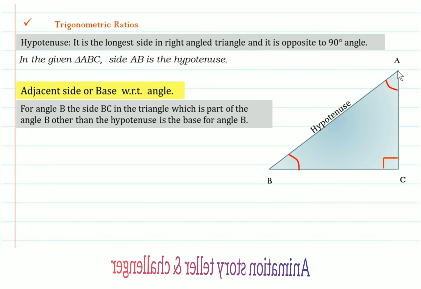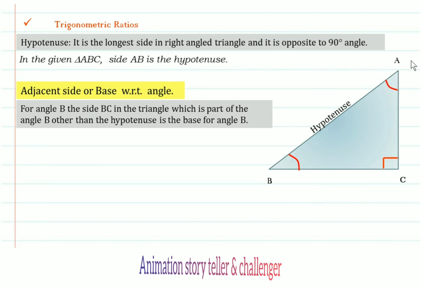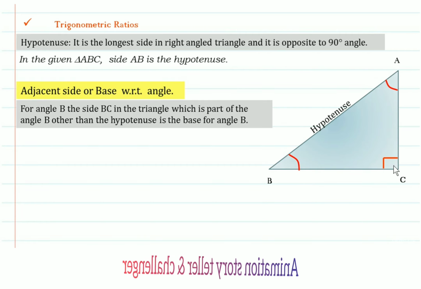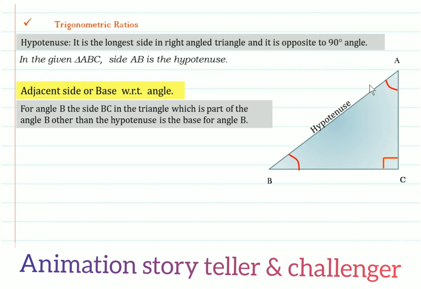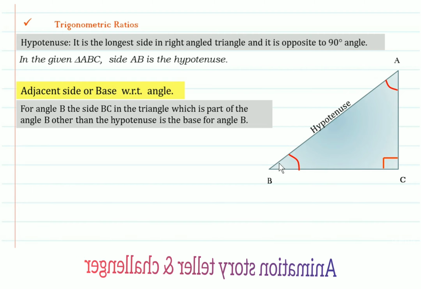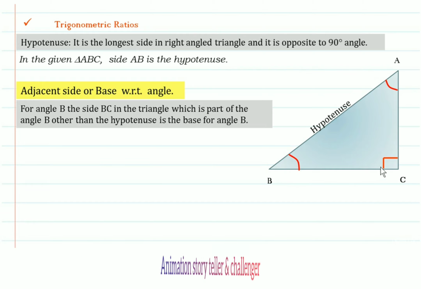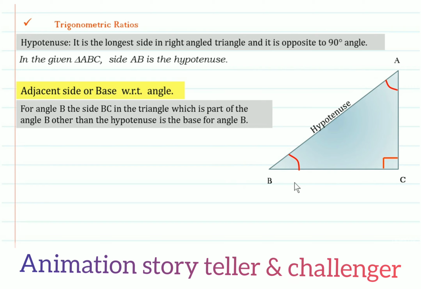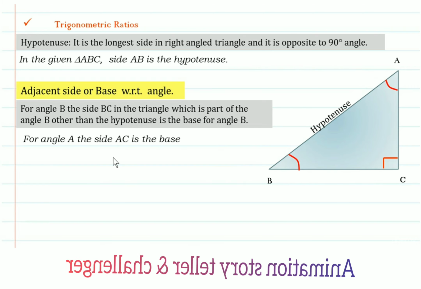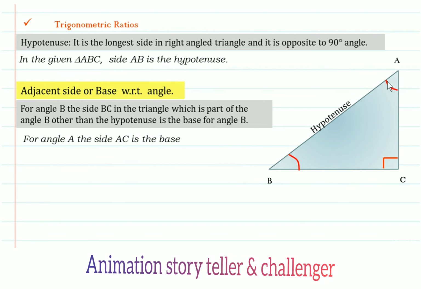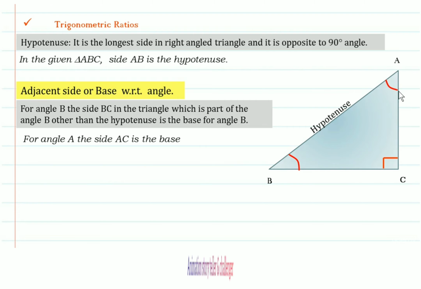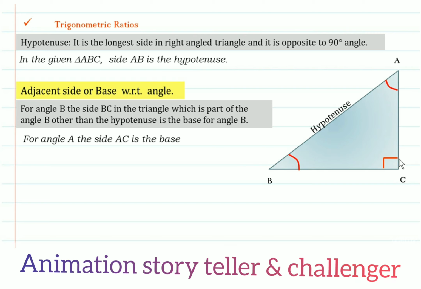So if we take this angle B, it is made up of two sides AB and BC. One side AB is the hypotenuse, and the remaining other side, which is the part of the angle B, will be named as the base. And similarly for this angle A, this side AC would be the base.